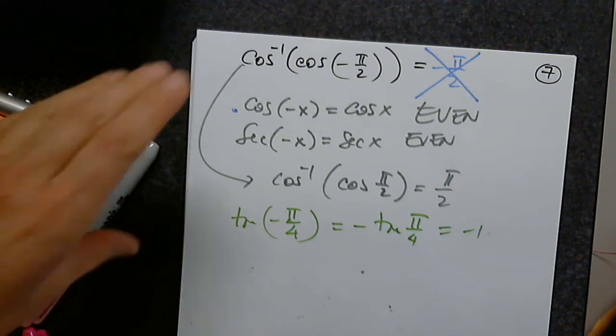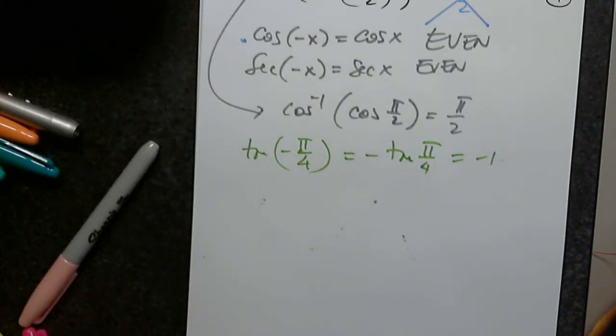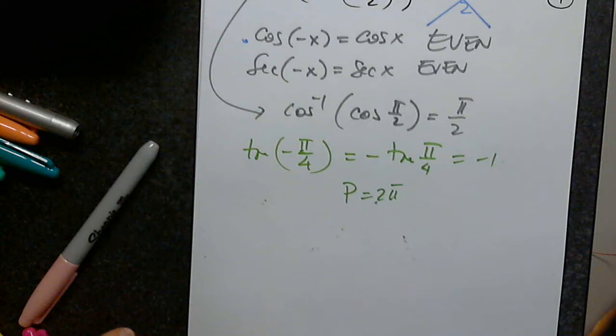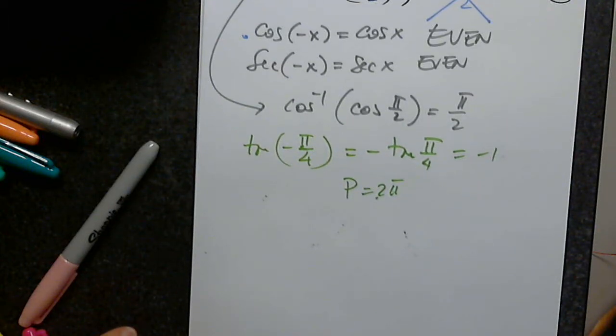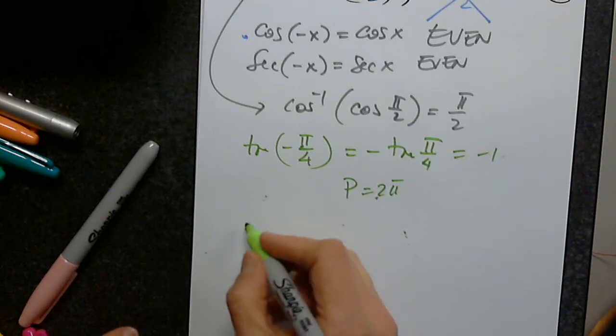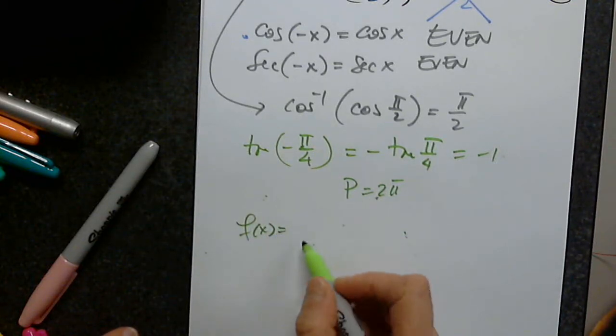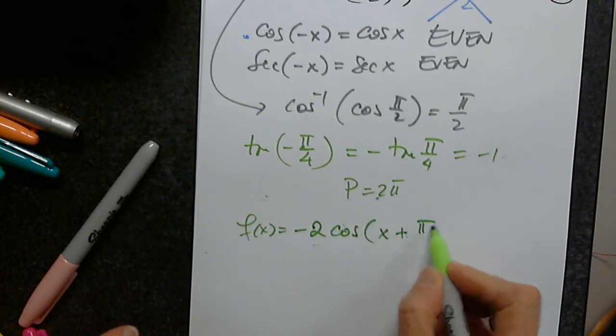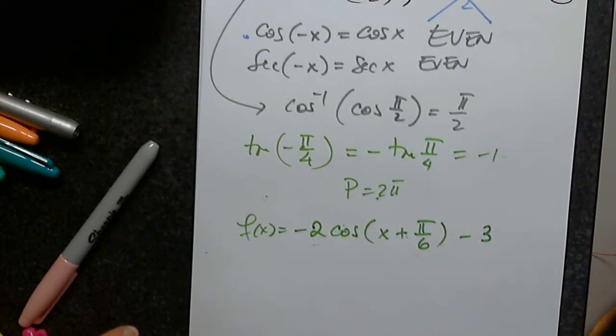Okay, let's look at a couple of transformations on cosine. Of course, the period for cosine is still 2 pi. So let's look at f of x equals negative 2 cosine of x plus pi over 6, minus 3.